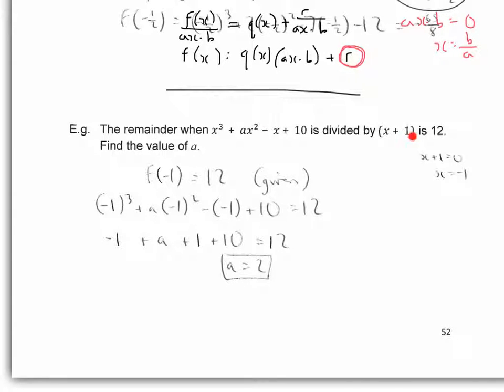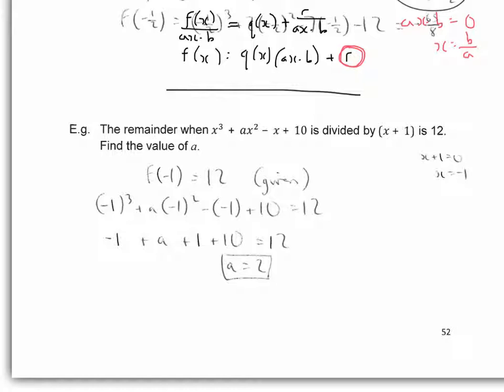So what is it that makes this 0? It's minus 1. So if you plug minus 1 into this, the remainder comes out, which is 12. So let's plug minus 1 into this and know that the value I should get out is the remainder, which is 12. So plugging minus 1 into this, I get this expression here, and that's equal to 12, so I simplify that down to get a equals 2.